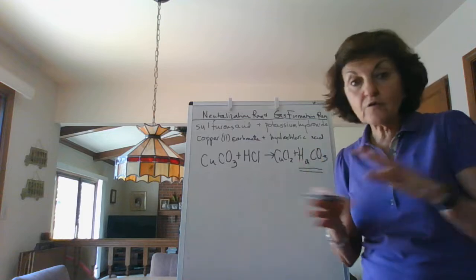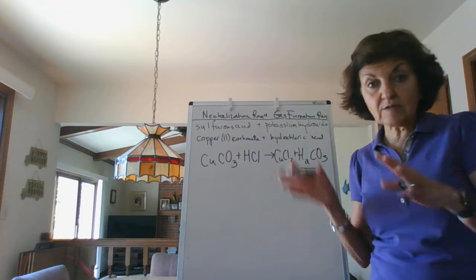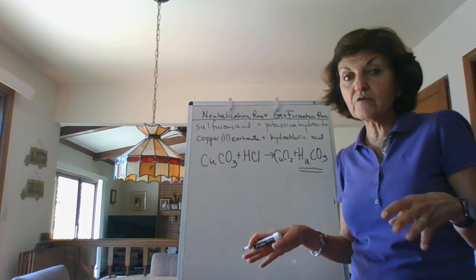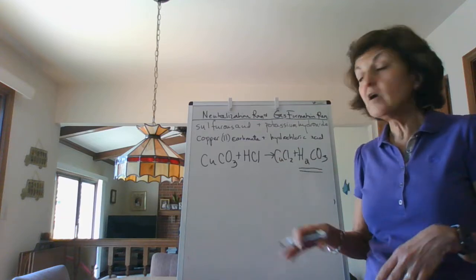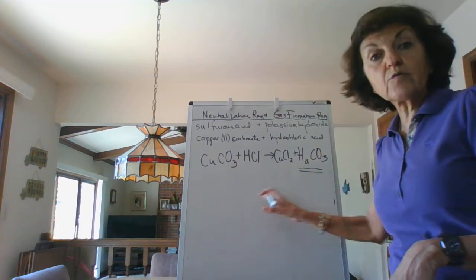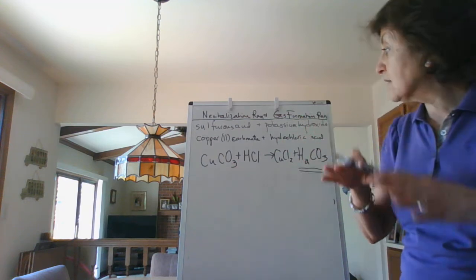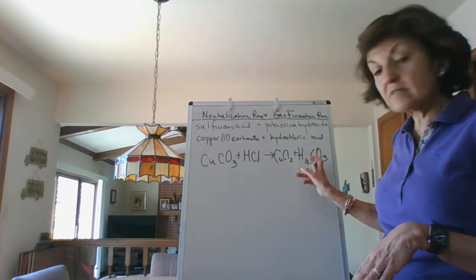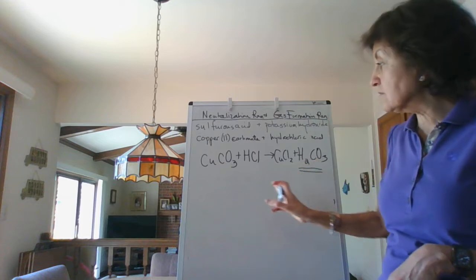This has nothing to do with electrolyte or non-electrolyte. This is not a strong electrolyte, so it's not like it's breaking apart into ions. It's just decomposing to form carbon dioxide gas. So we're going to rewrite this as a complete ionic equation and rewrite this as producing the gas. All right.